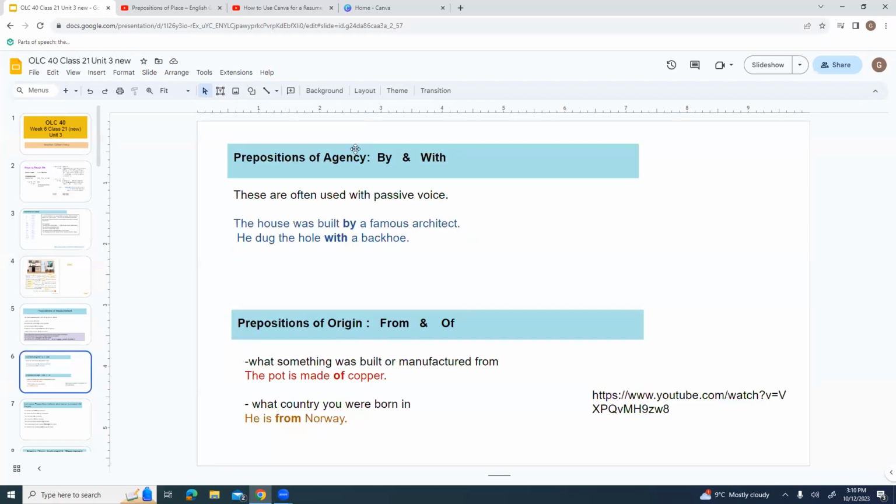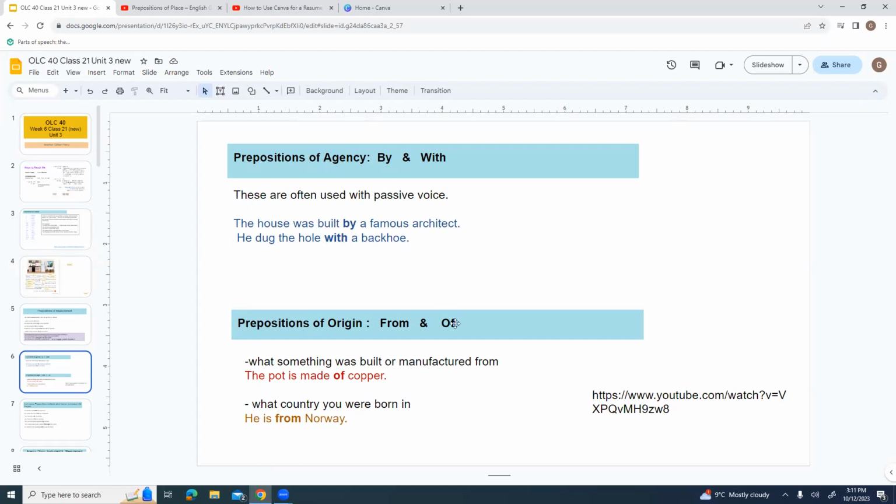All right, prepositions of agency. An agent is just like who's doing it or what's doing it. They're really often used with passive voice. The house was built by a famous architect. He dug the hole with a backhoe.